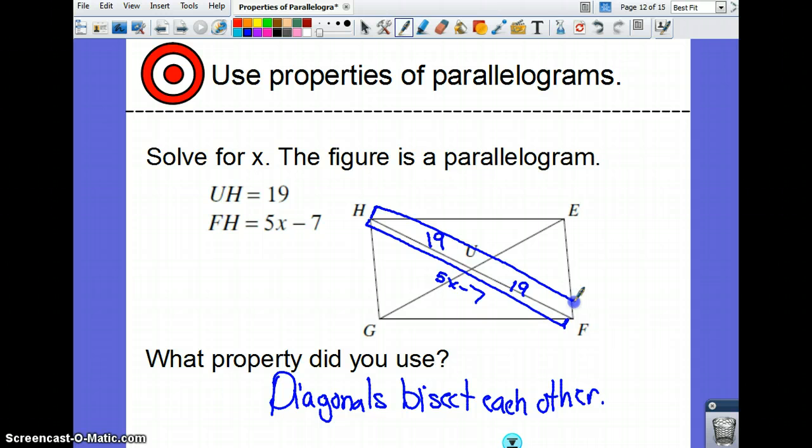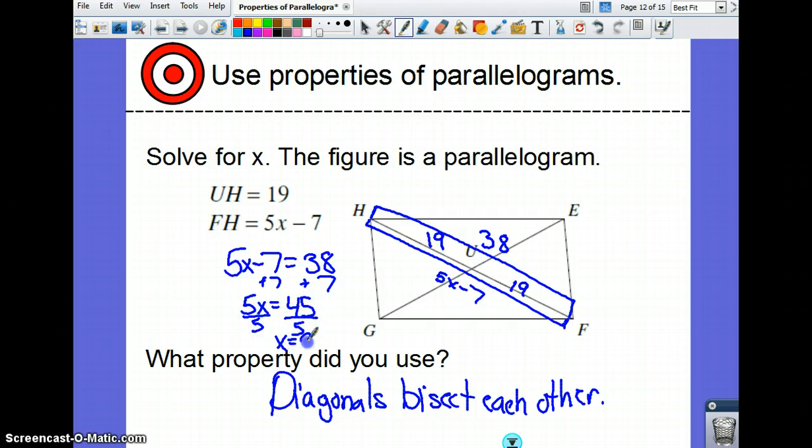Which means that this whole thing, HF, should equal 19 plus 19, which is 38. So that means that 5x minus 7 should equal 38. I'll add 7 to each side, so this gives me 5x equals 45. Divide both sides by 5, so x equals 9.